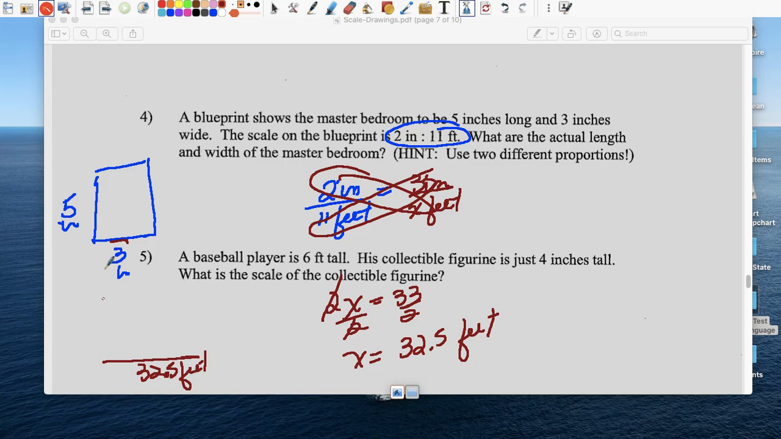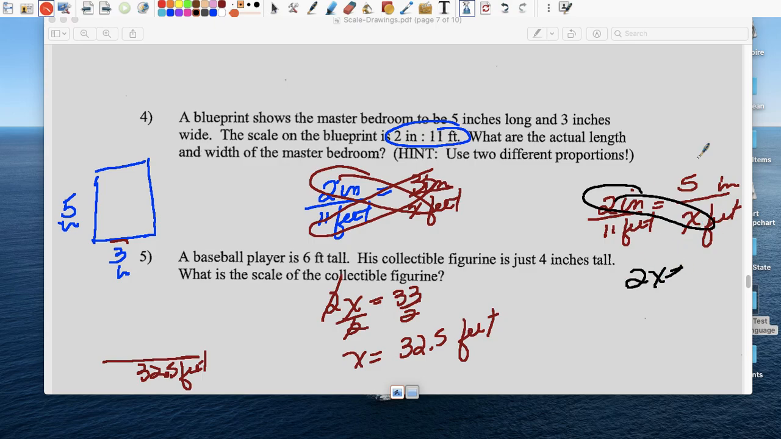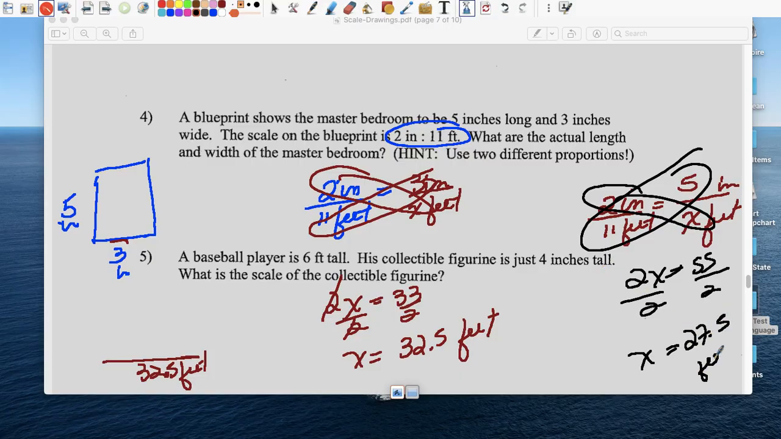Right, so now we've got to do the height, the width and the length. So we're going to do the width. Again, we're going to use the same scale: 2 inches is 11 feet. But this time, I want to know what the 5 inches I used to describe the width of the bedroom represents in real life. So let's call that x. Cross multiply again. That's 2x equals 55. Divide by 2, and x equals 27.5. Jeez, pretty big room.